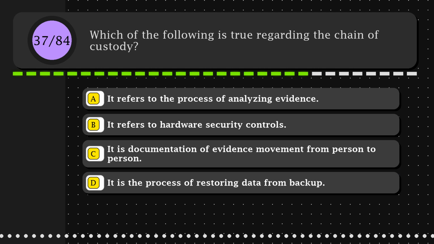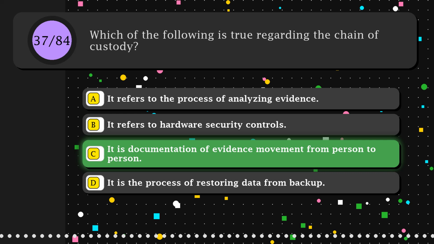Option A, it refers to the process of analyzing evidence. Option B, it refers to hardware security controls. Option C, it is documentation of evidence movement from person to person. Option D, it is the process of restoring data from backup.